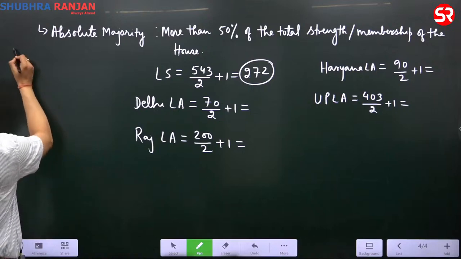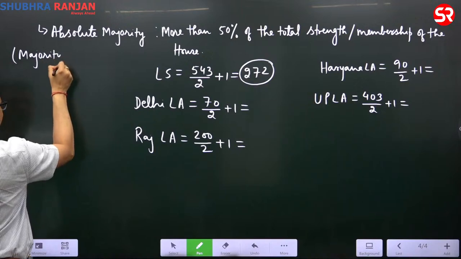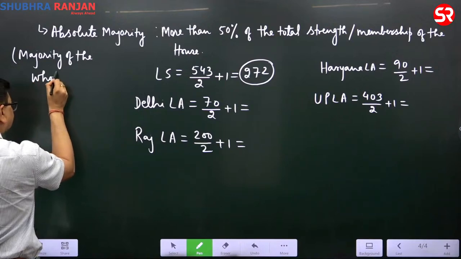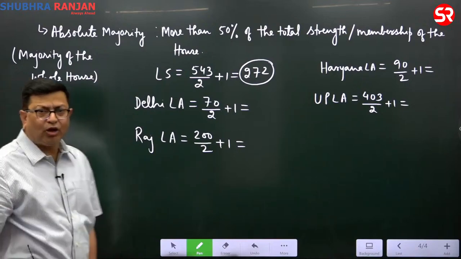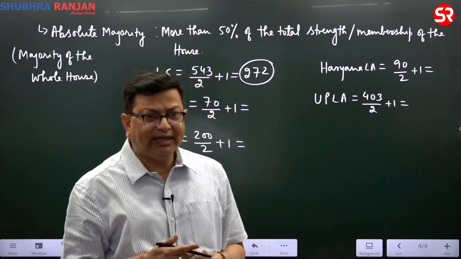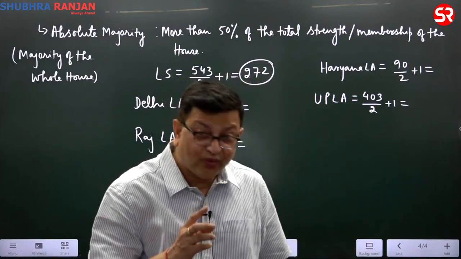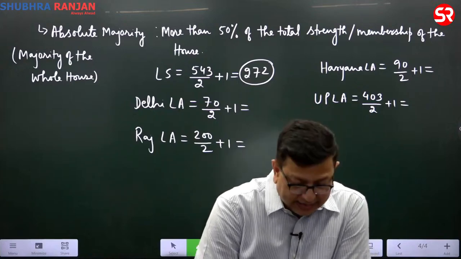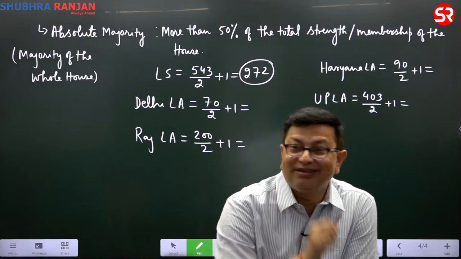It is also known as majority of the whole house. Majority of the whole house. बोले पूरे सदन का बहुमत. Majority of the whole house. So now the question is where this majority will be required. It will be required in the lower house for the formation of the government.